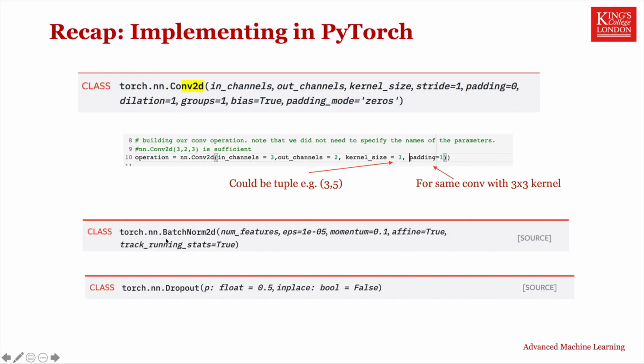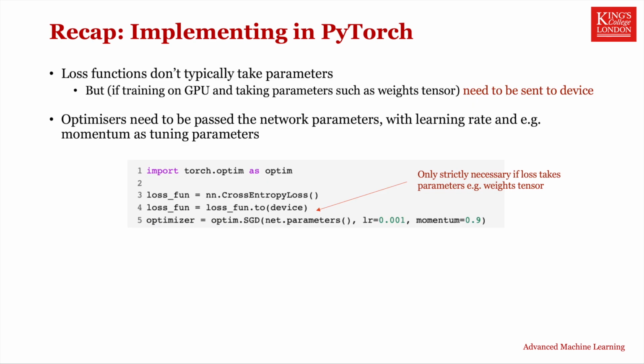Next, looking at batch norm. So this just needs to know the number of channels it's going to receive. And dropout, which doesn't really need any definition of input arguments unless you want to change from the default dropout rate, which is the percentage of activations dropped each time. Loss functions also don't often take parameters, although they will, of course, if you need to pass a weights tensor.